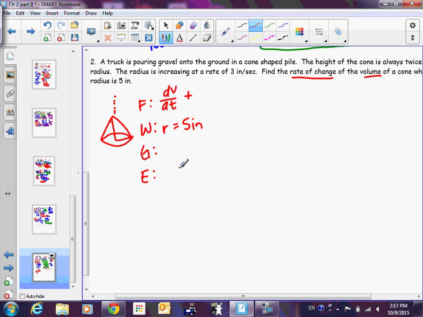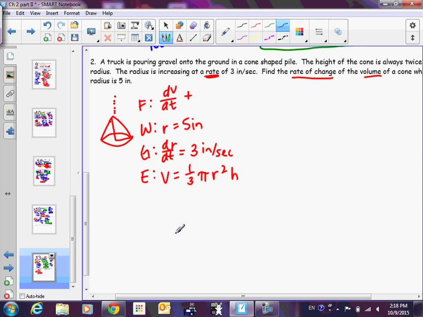And then it says the radius is increasing at a rate. Okay, again, I see rate. That's d, radius, so dr over dt. Increasing would be positive, so positive 3 inches per second. And then my equation, again, is going to be 1/3 pi r squared h. That's what we start off with.